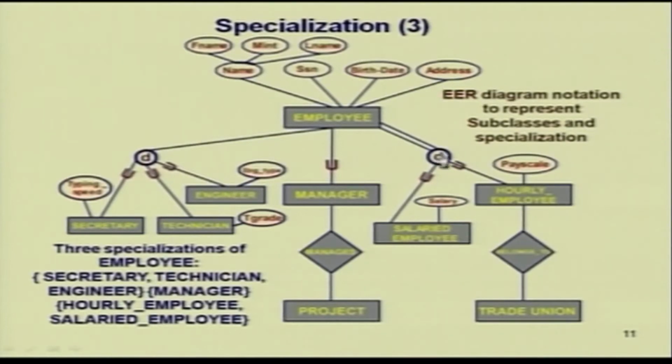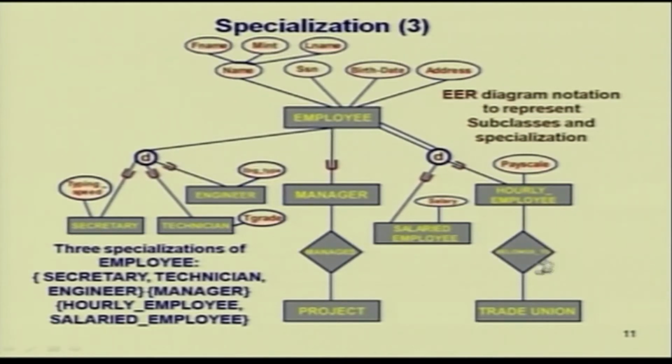Now, all employees need not take part in this. What it means is all the entities of secretary, all the entities of technician, all the entities of engineer, all of them together need not make up the employee set. There may be other employees who do not belong to any of these, which means this is not total, it is only partial. All employees do not take part in this.